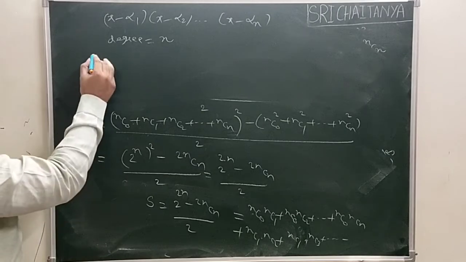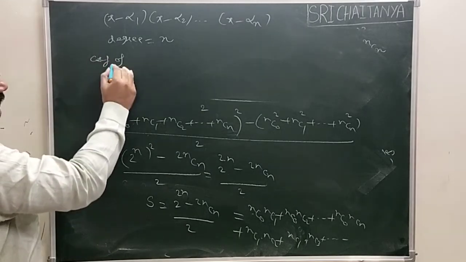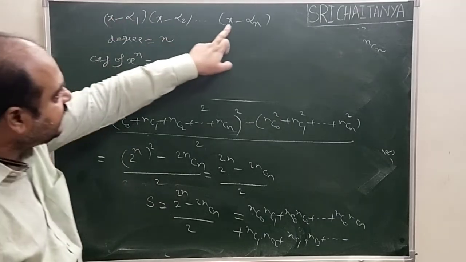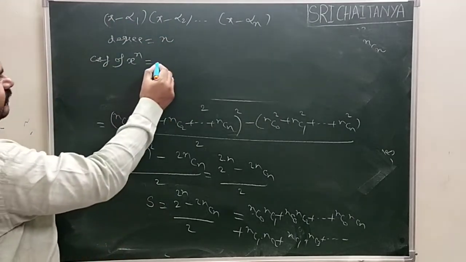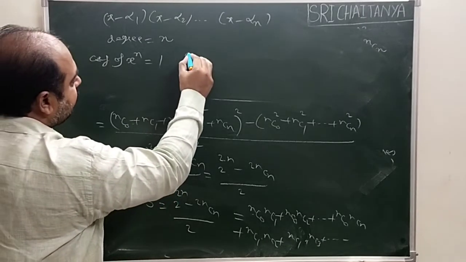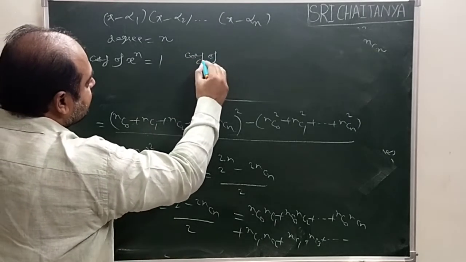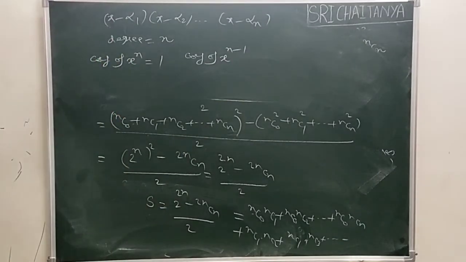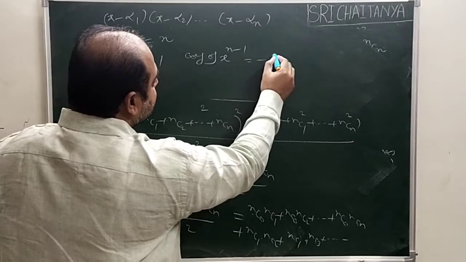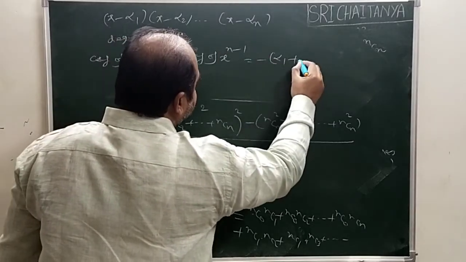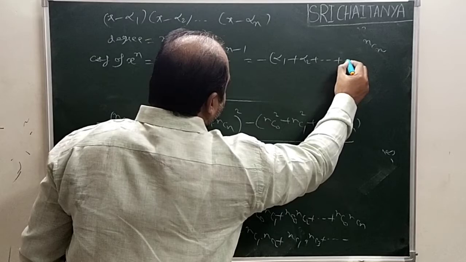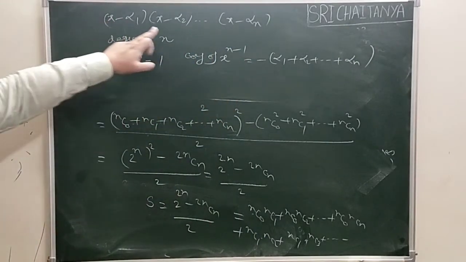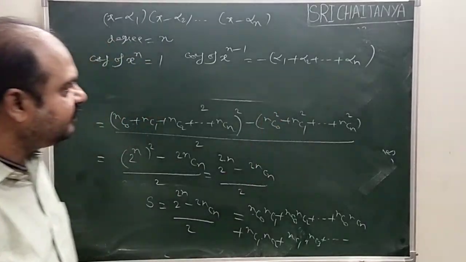So look at the highest degree. What is the coefficient of x power n? If you multiply, the maximum coefficient is 1. Next, the coefficient of x power n minus 1 is minus of the sum of these roots.